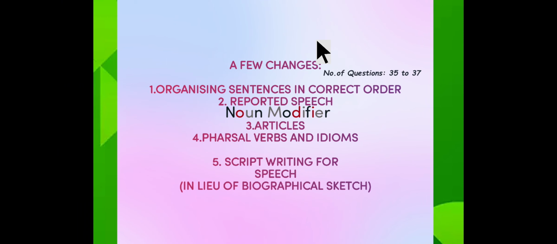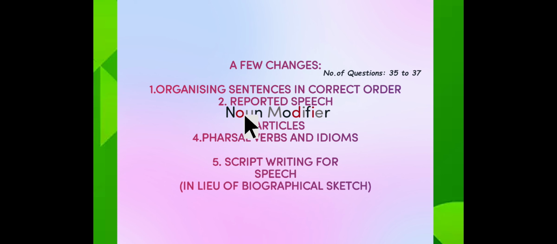The first one is, the number of questions increased from 35 to 37. Earlier, there were only 35 questions from 1 to 35, totaling 100 marks. Now, there is a single paper, but the number of questions was slightly increased. So, 36 A and B, 37 A and B. These are the two changes regarding the number of questions.